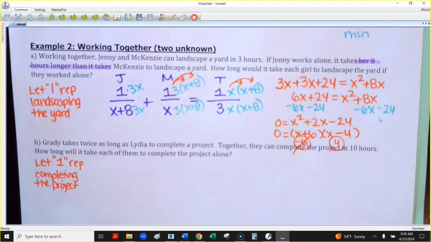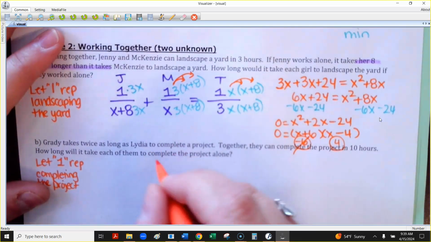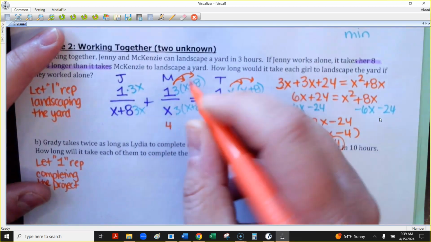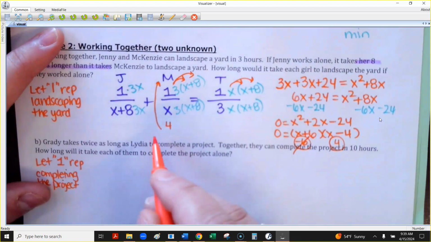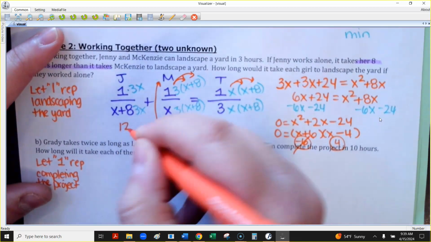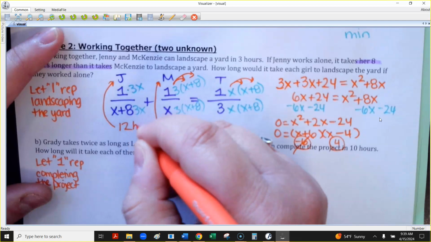So the 2 times for the 2 girls here, if it's 4, it would take Mackenzie 4 hours, and it would take Jenny 12 hours if they were working alone.